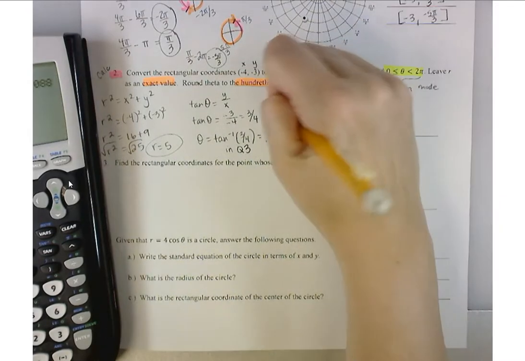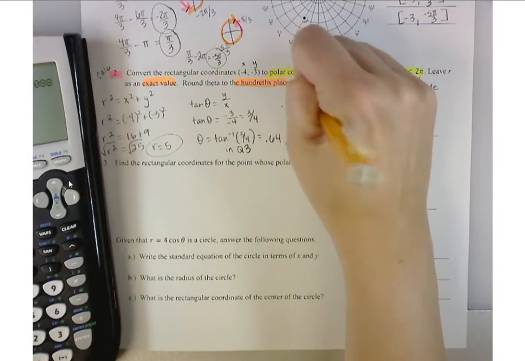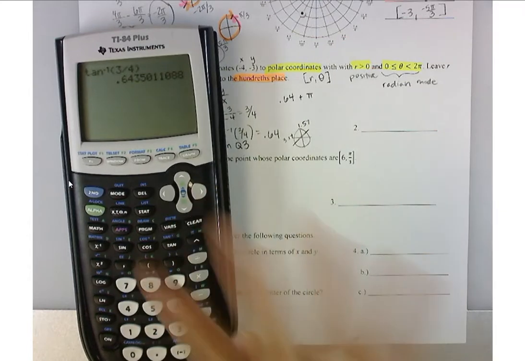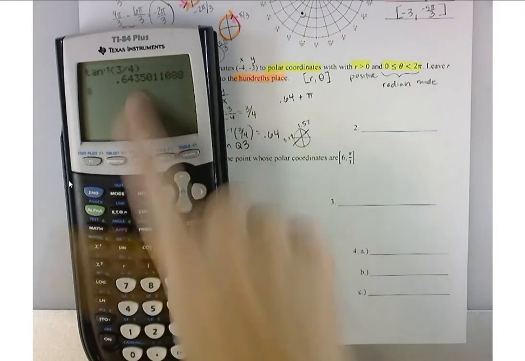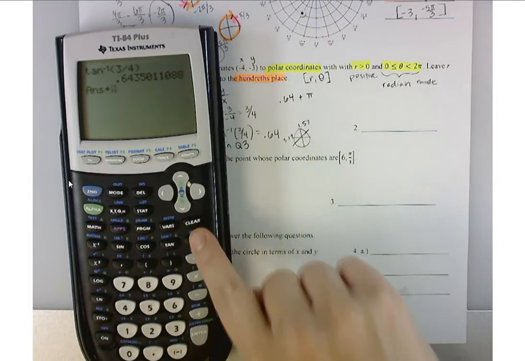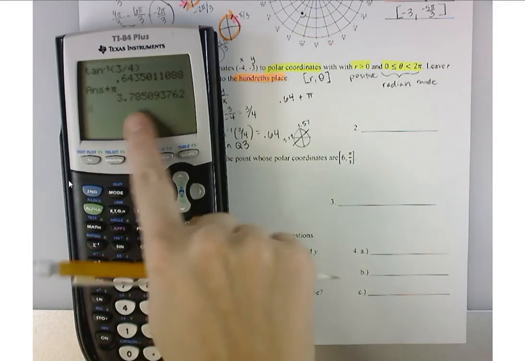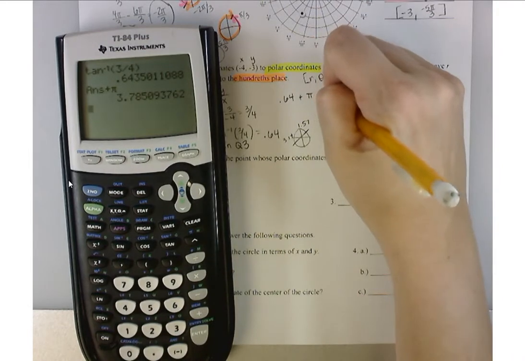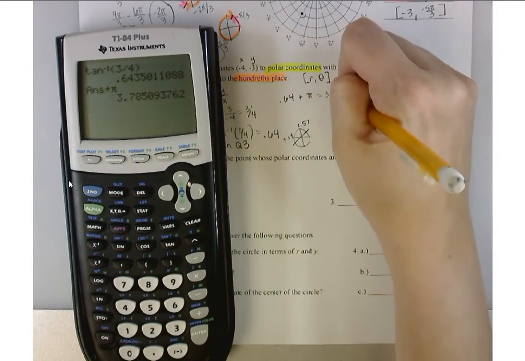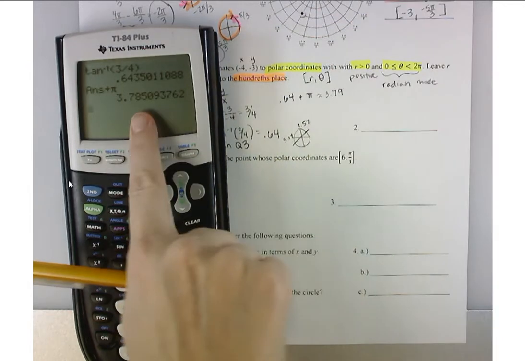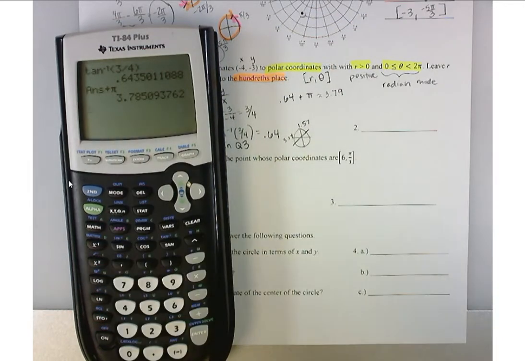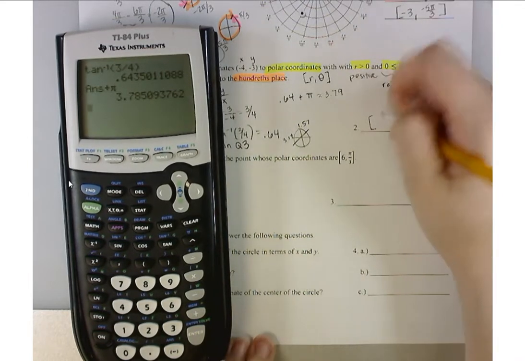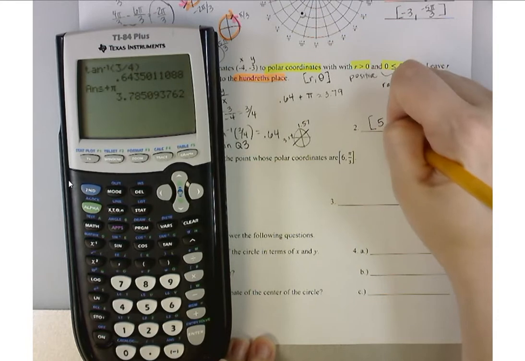So I'm just going to take 0.64 and add pi. I don't add 3.14, I actually add the pi. You could also do the exact value here, which would get you 3.79. It says to round to the hundredths, so that 5 is going to round it up here. Remember, this is a polar coordinate, so if it's a polar coordinate, then you're going to have the hard brackets.